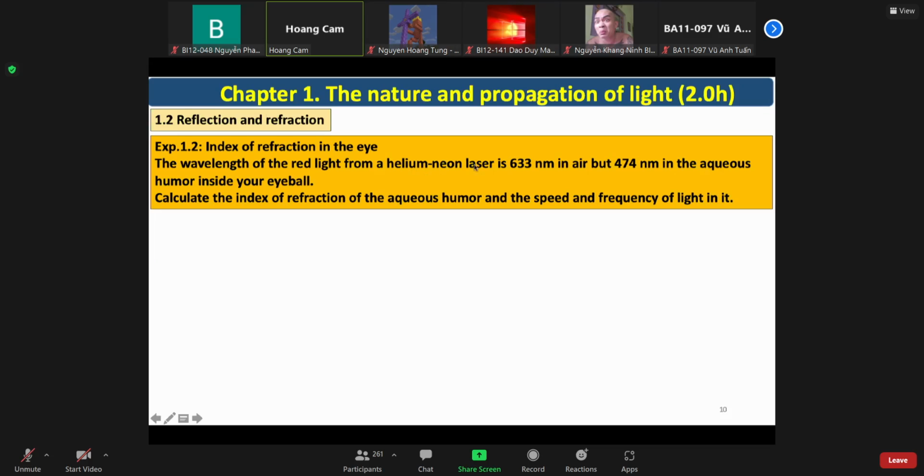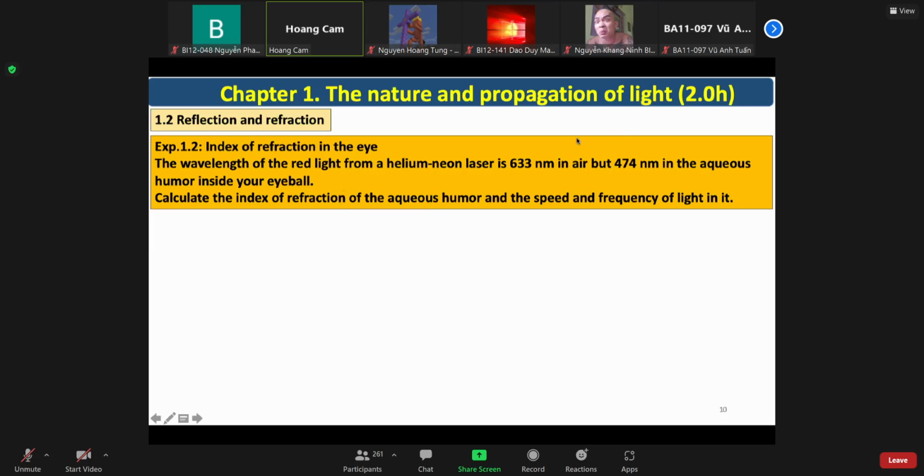In optical experiments, we use this kind of wavelength laser a lot. But the value of the wavelength changes to 474 nanometer in the aqueous humor inside your eyeball. We will study our eyes in the next chapter, in which you will deal with the structure of the eyes, but from the physical point of view, not really the biological point of view. We will see how the image is formed in our eyes as well, and we will see the different components of that.